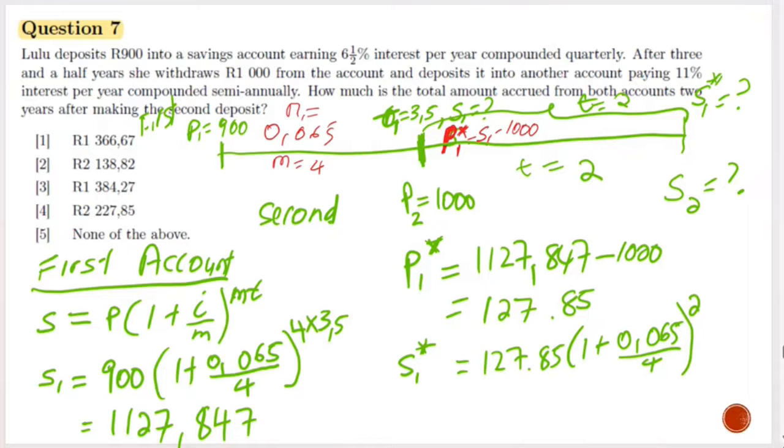Remember, the first account is compounding quarterly, so I'm going to multiply by 4 because I want to get this value. I'm still on my first account. So now I calculate, and my first account is going to give me a value of 145.44. That is this value.